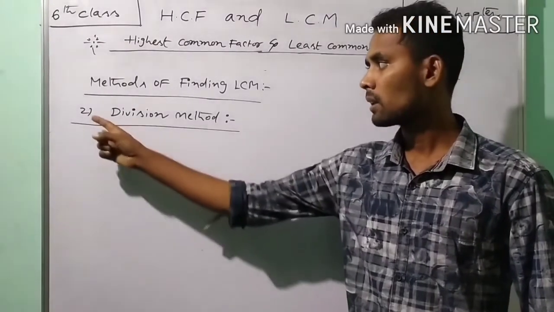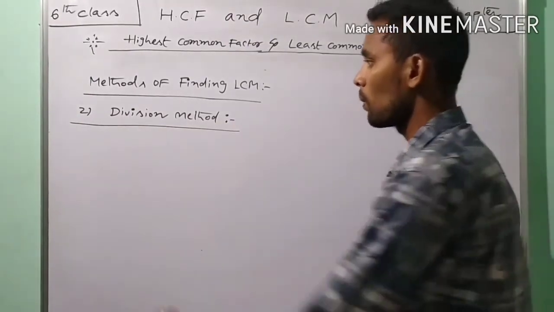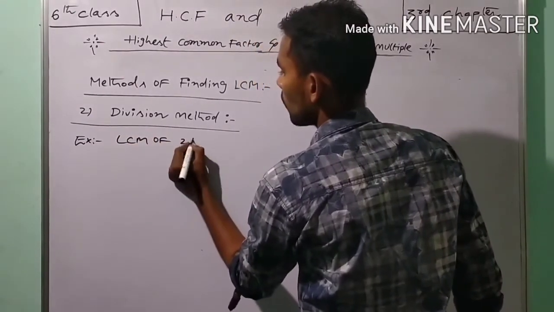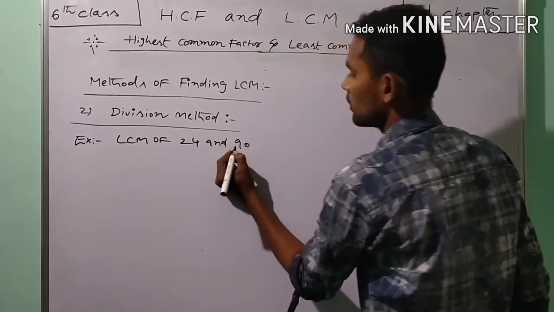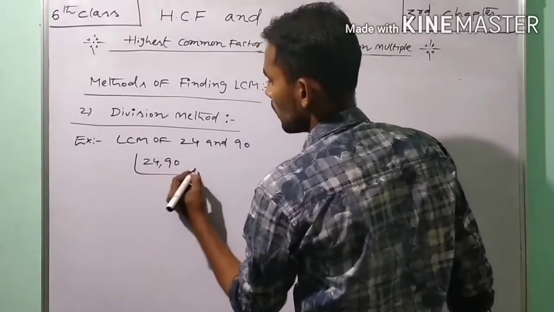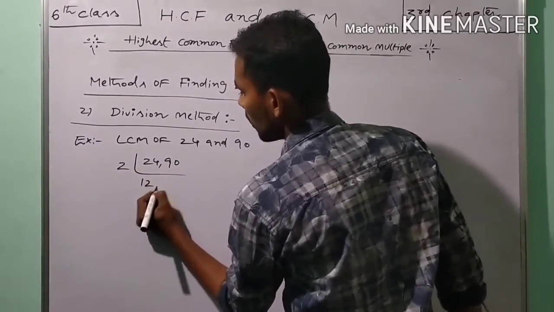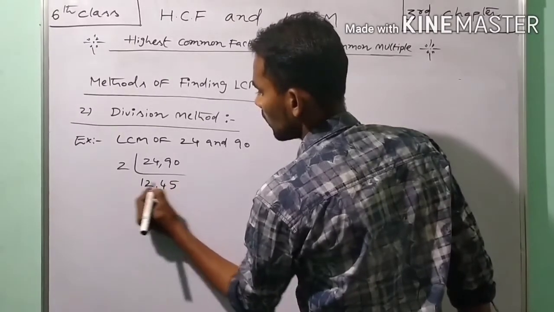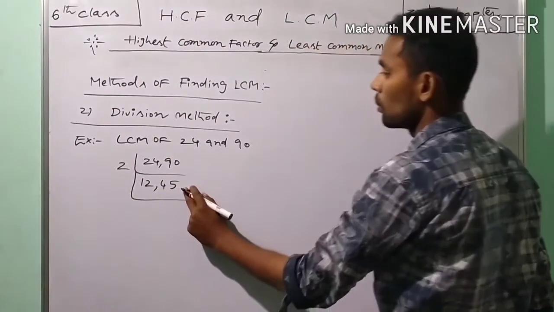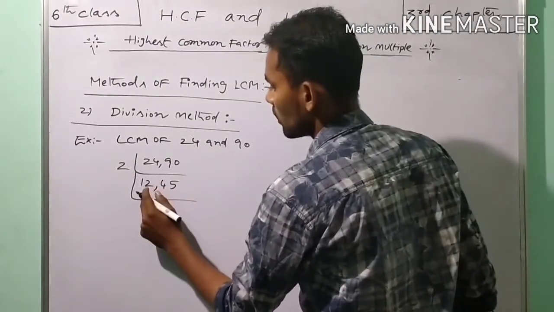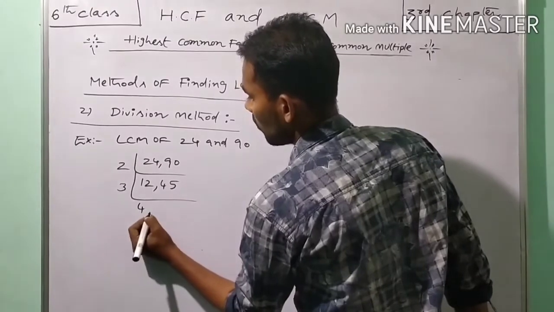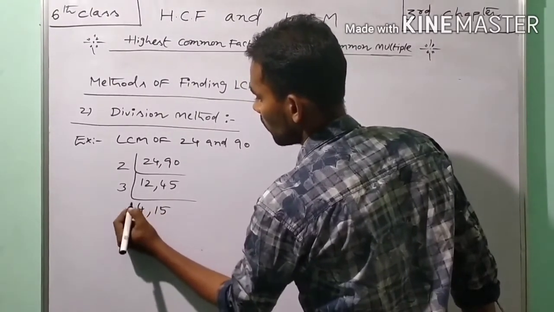Next, second method is division method. For example, LCM of 24 and 90. 24 and 90 are divisible by 2. 2 12s are 24, 2 45s are 90. 12 is divisible by 2, 45 is not divisible by 2. 12 is divisible by 3, 45 is divisible by 3. 3 4s are 12, 3 15s are 45.